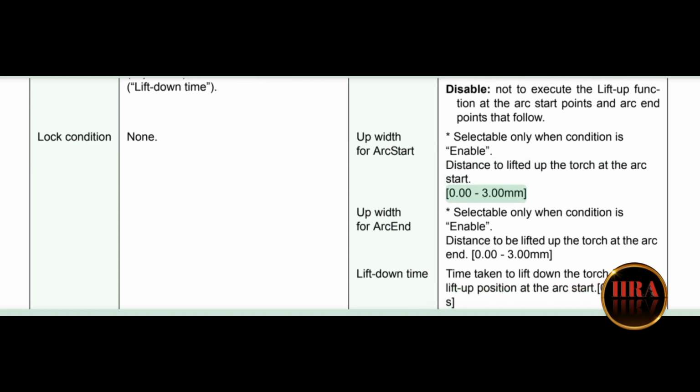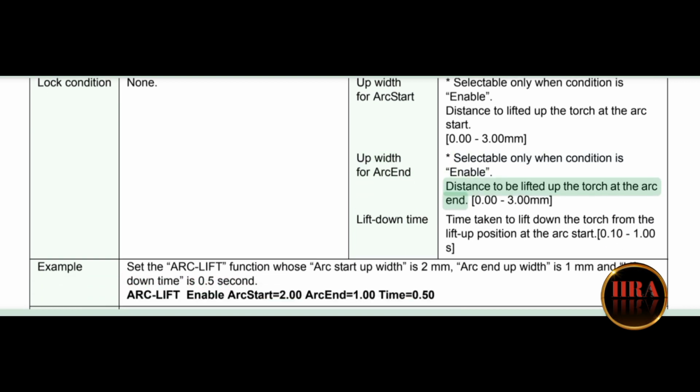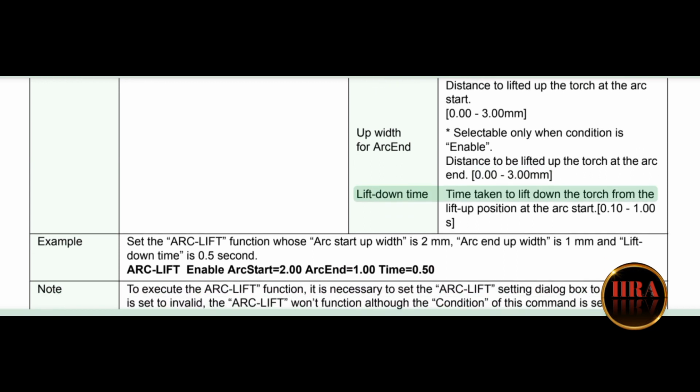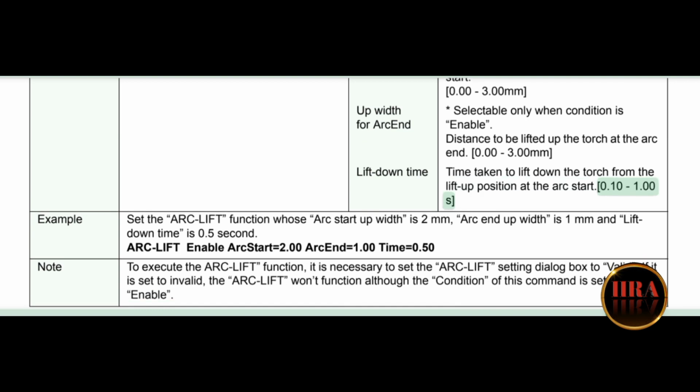0.00 to 3.00 millimeters. Up width for arc end: selectable only when condition is enable. Distance to lift up the torch at the arc end. 0.00 to 3.00 millimeters. Lift down time: time taken to lift down the torch from the lift up position at the arc start. 0.10 to 1.00 s.